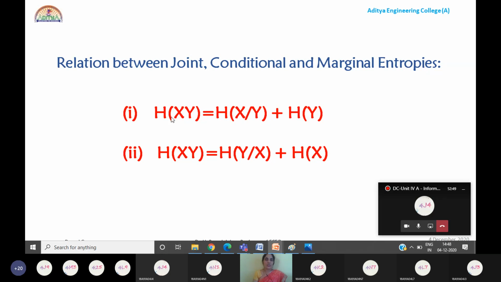Okay, so in your examinations you are supposed to prove the two relations. They will ask you like, state and prove the below shown two relations. Okay, so it is given like h of xy is h of x by y plus h of y, and h of xy is h of y by x plus h of x. And even in your objective exams you may have to choose the correct relation in multiple choice questions. Okay, please remember these two equations and let us see how to prove these two relations.